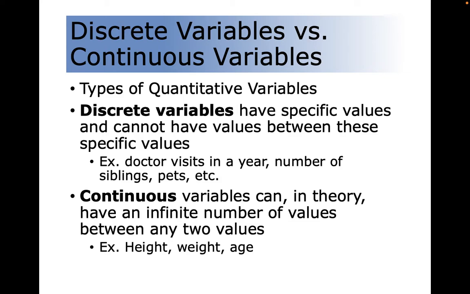Nominal variables such as gender, religious affiliation, or college major can also be considered discrete variables. So in addition to being nominal, they are also discrete.